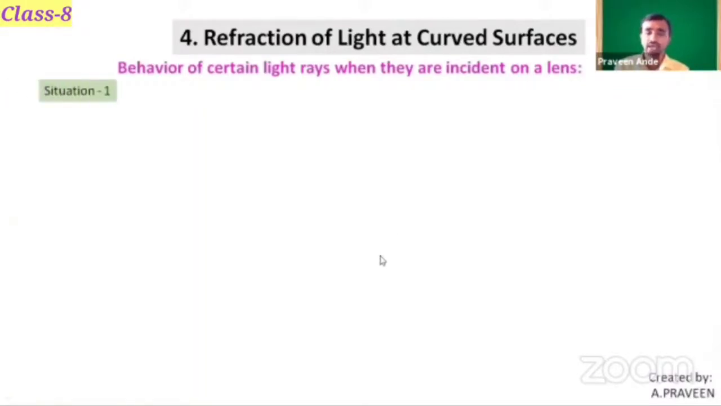So for that I am naming situation 1 here. What is that situation? Here it is a ray passing along the principal axis. It may be any lens. It may be a double concave lens or a double convex lens and the other lenses also. But in 10th class we are discussing only 2 types of lenses. One is the double convex lens and the other is the double concave lens.